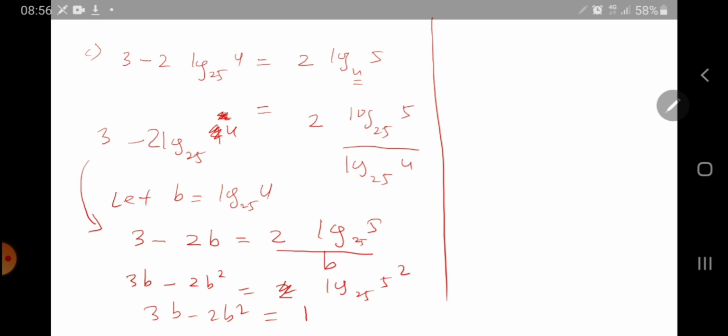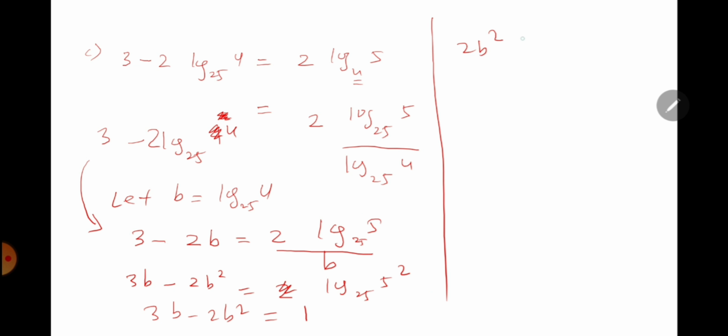Okay, so we can rewrite this as 2b squared minus 3b plus 1 equals to 0, yeah? You can factorize this as 2b minus 1, b minus 1 equals to 0. You will end up getting b equals to half and b equals to 1.